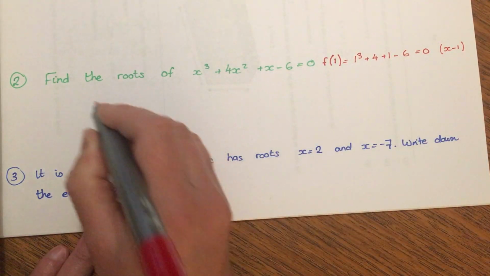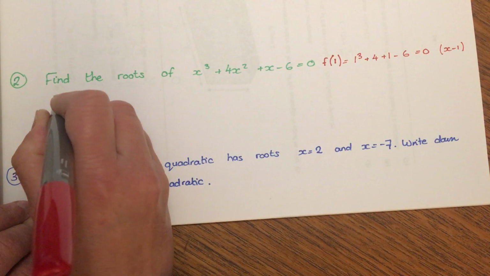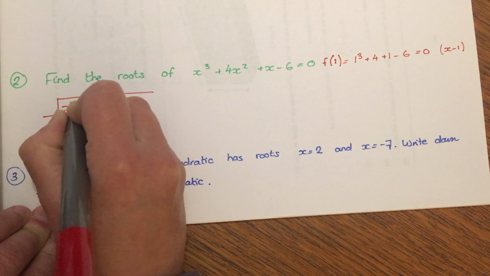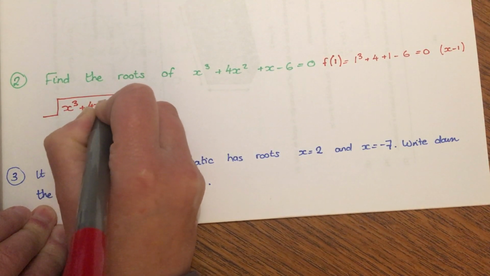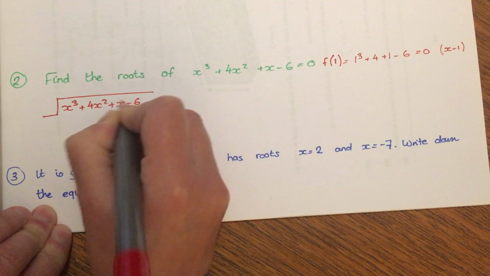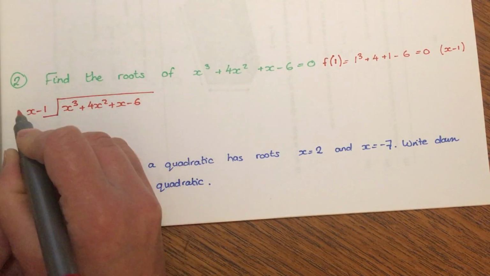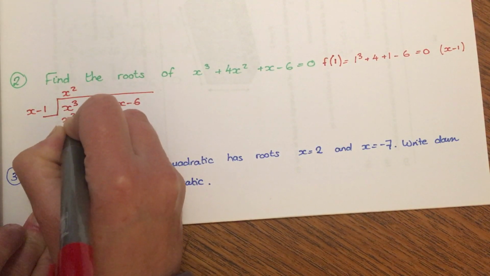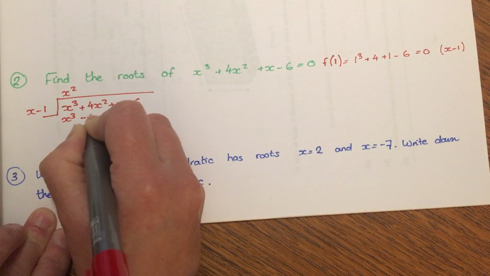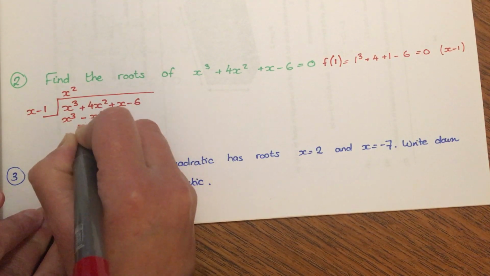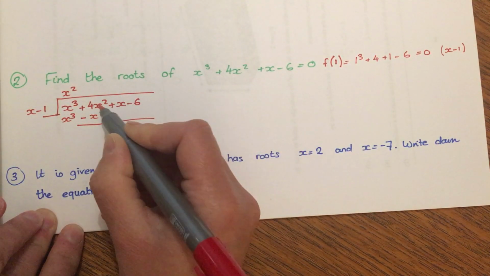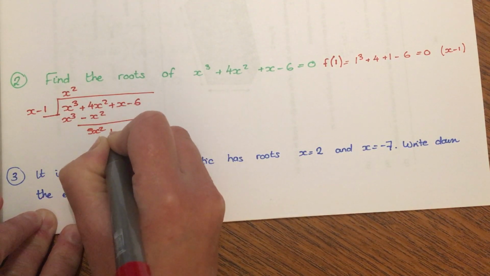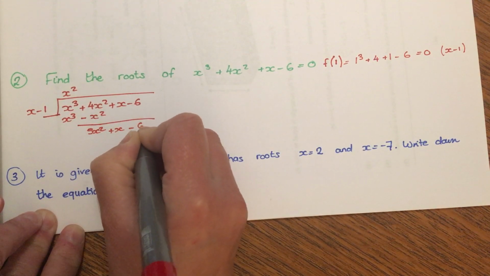Then you need to do a polynomial division. So x cubed plus 4x squared plus x minus 6, divided by x minus 1. So x into x cubed, x squared times x squared times minus 1. Subtract them. So 4 minus minus 1, x take away nothing, minus 6 take away nothing.